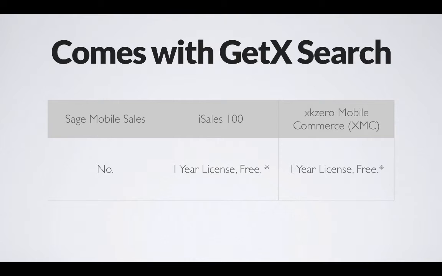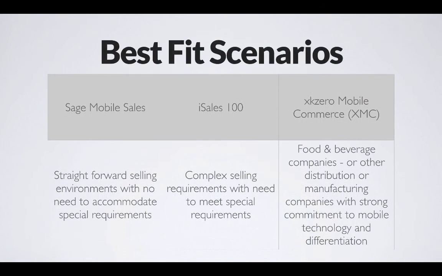I mentioned earlier on that we have a product called xkzero. For iSales 100 and XMC, we have a summer promotion that's going on right now that provides you with a free 1-year license of xkzero. So that's adding Google-like search into your Sage 100 system if you purchase iSales or XMC before September 30th this year, so you still have a month. Okay, so we're just getting pretty close to wrapping up here.